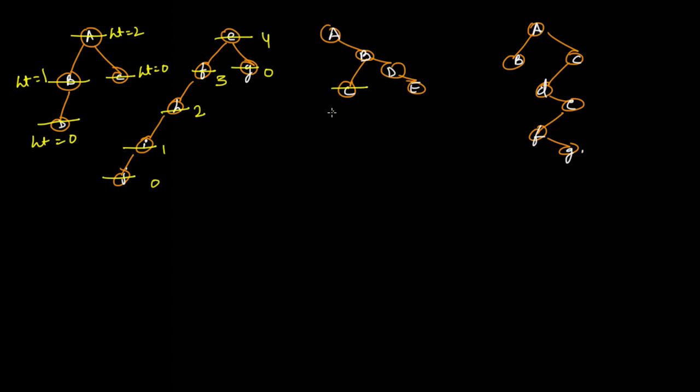For this node the height is 0, its height is 1, its height is 0, its height is 1, the height of this node is 2, the height of this node is 3.